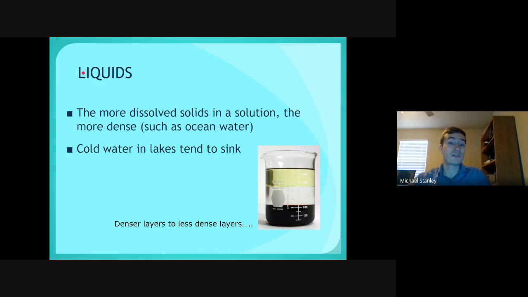Liquids can also be affected by temperature. So cold water in lakes tends to sink. The lower you get in the lake, the colder the water tends to go. And as the water warms up, it tends to rise to the top of the lake.